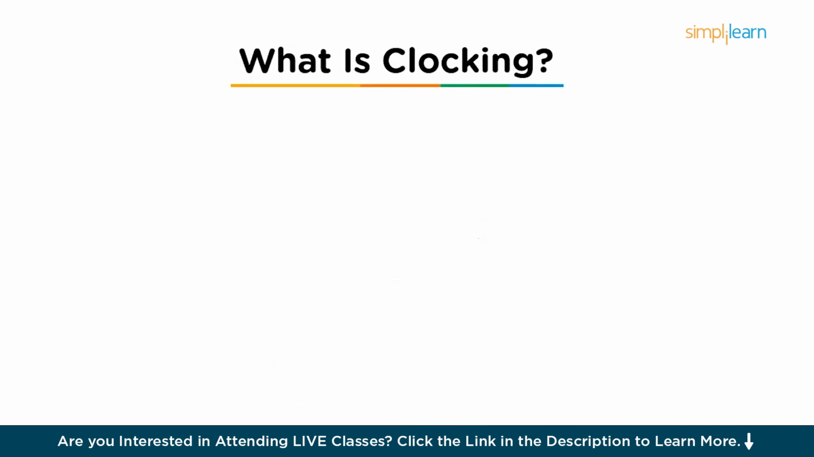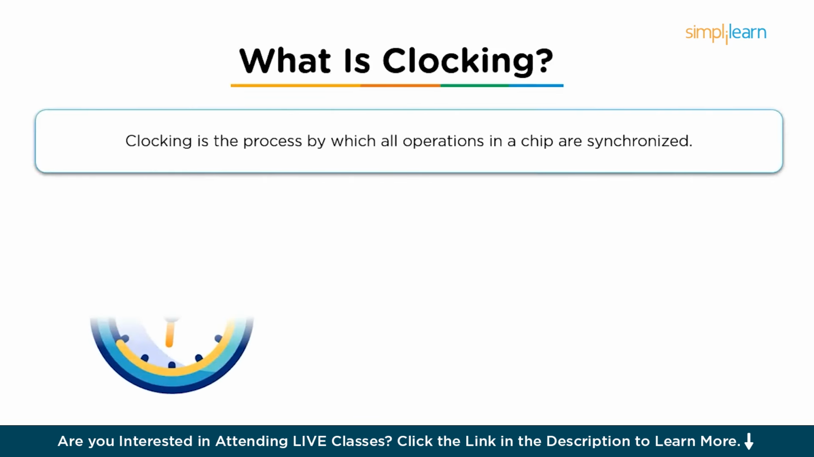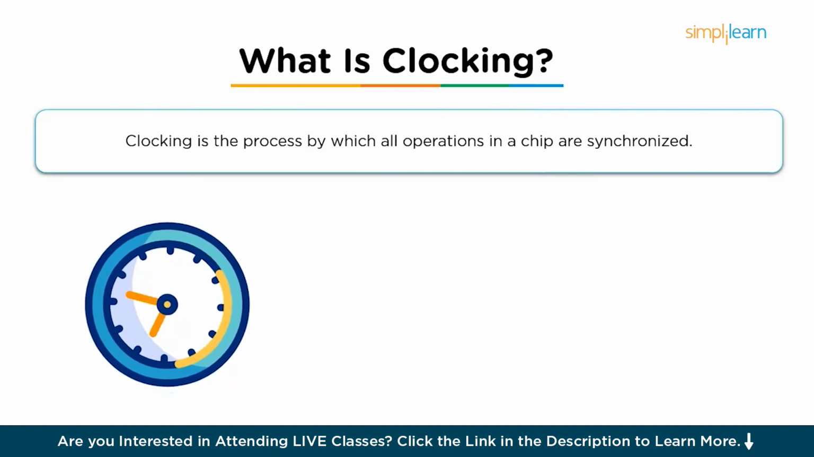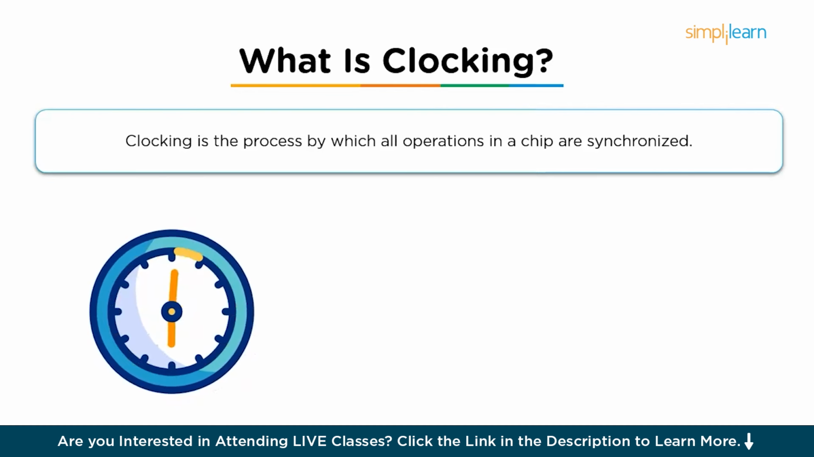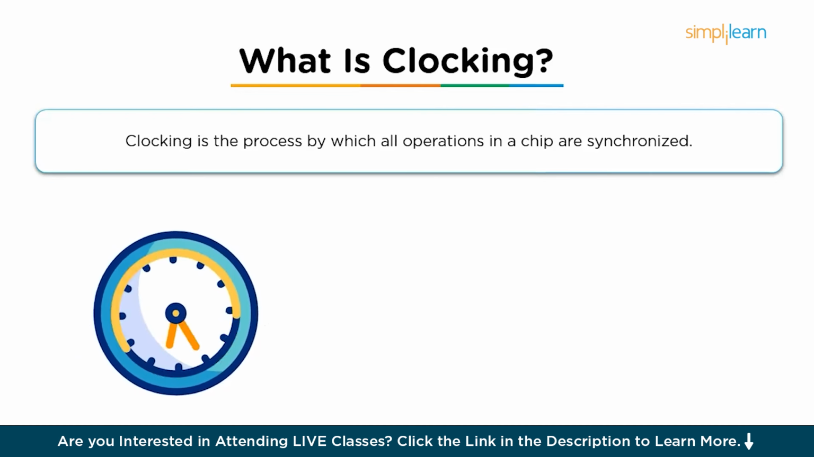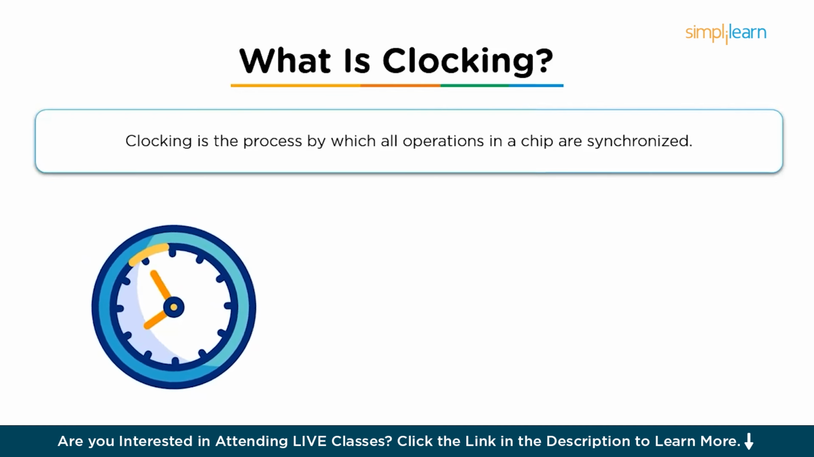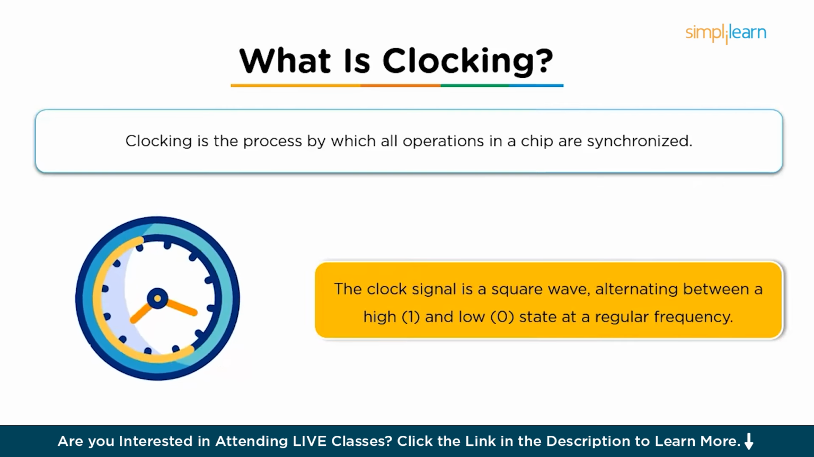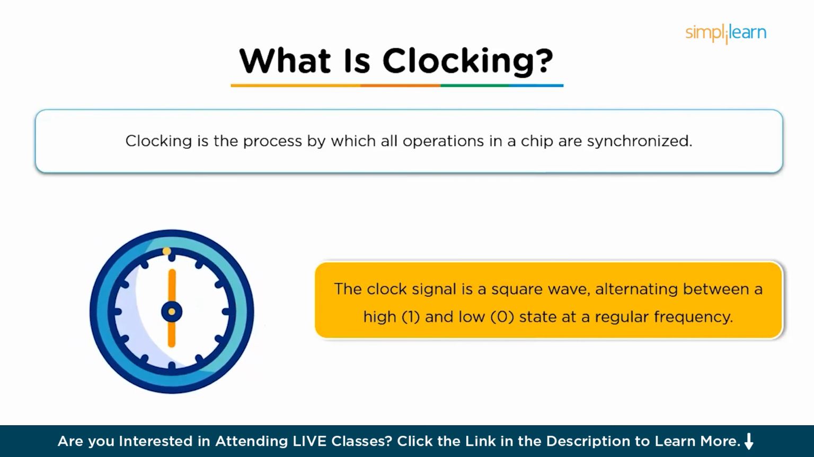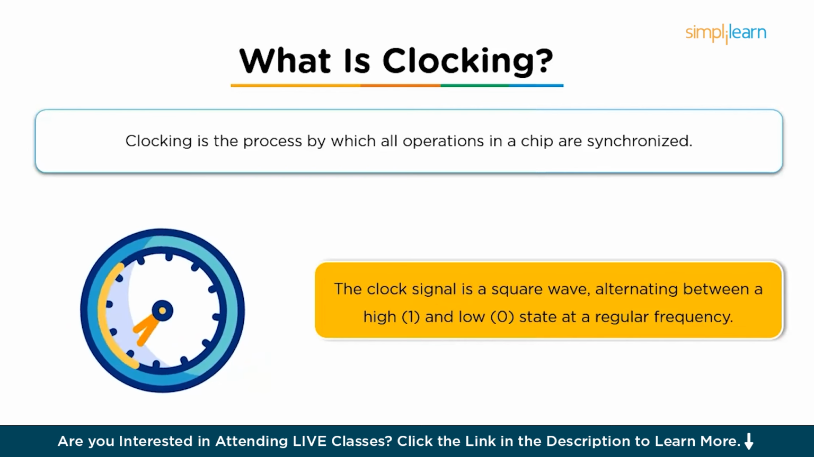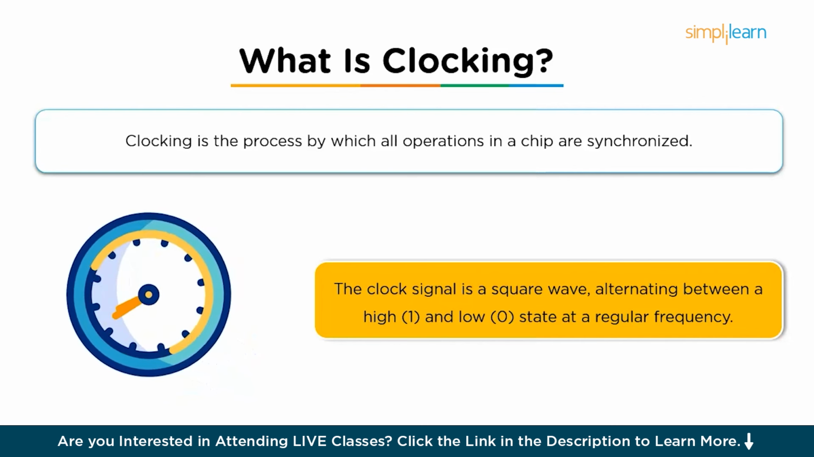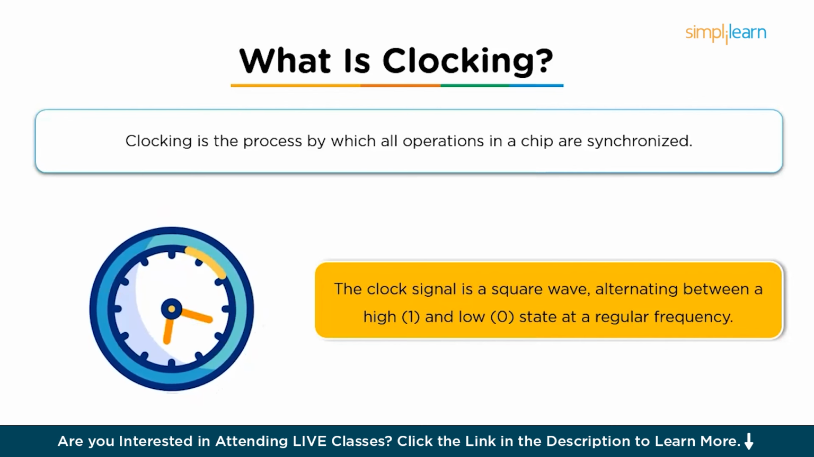Now let's understand what clocking is. In digital circuits, clocking is the process by which all operations in a chip are synchronized. A clock is a periodic signal that provides timing for all the operations inside the circuit. Without a clock, it would be difficult to coordinate the operations of the millions or billions of components on a chip. The clock signal is a square wave alternating between a high 1 and a low 0 state at a regular frequency. The frequency of the clock signal determines the speed at which operations within the chip occur, and it is measured in hertz. For example, a 1 gigahertz clock signal oscillates 1 billion times per second.